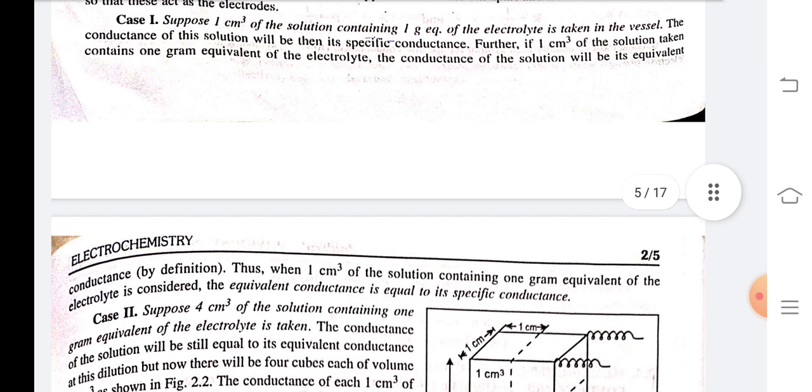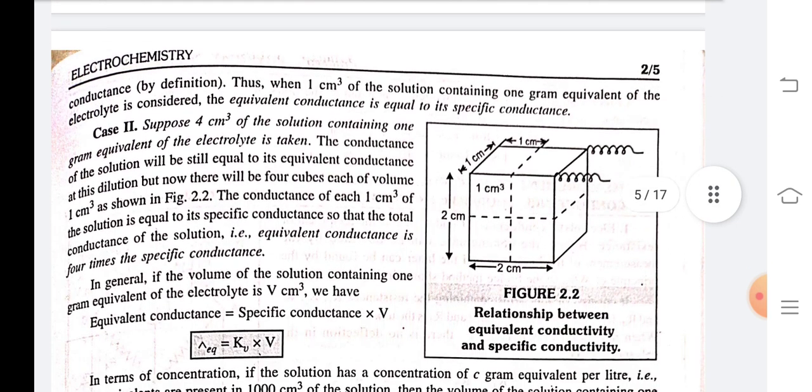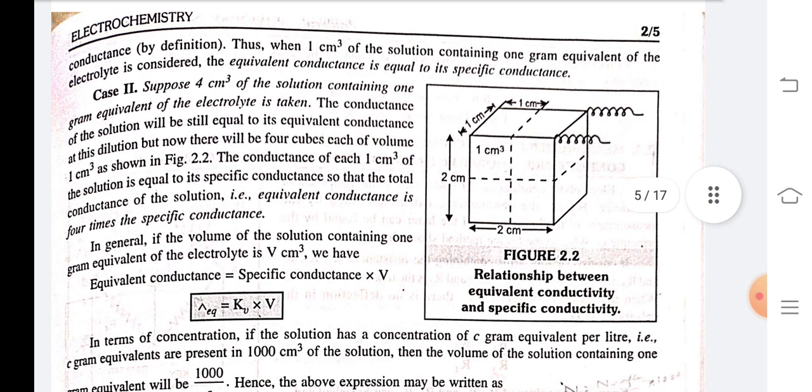Case 1. Suppose 1 centimeter cubic of the solution containing 1 gram equivalent of the electrolyte is taken in the vessel. The conductance of this solution will be then its specific conductance. Further, if 1 centimeter cubic of the solution taken contains 1 gram equivalent of the electrolyte, the conductance of the solution will be its equivalent conductance by definition. Thus, when 1 centimeter cubic of the solution containing 1 gram equivalent of the electrolyte is considered, the equivalent conductance is equal to its specific conductance.